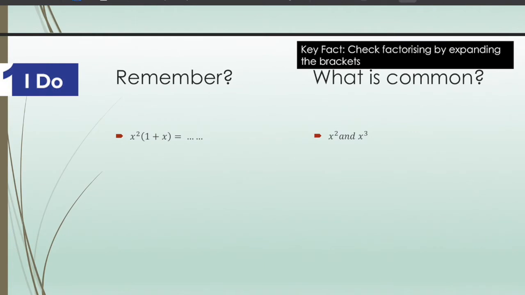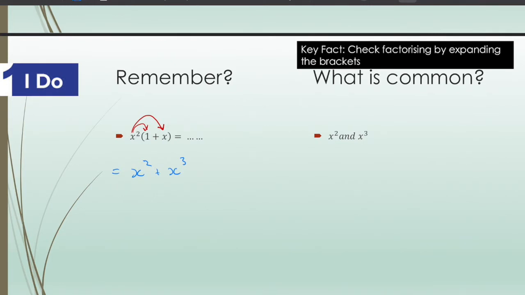Let's just have a look at some things that we should already be familiar with. Expanding brackets. When we ski jump and multiply the thing out the front by the two things inside, x squared times 1 is just x squared, and then x squared times x is x cubed.